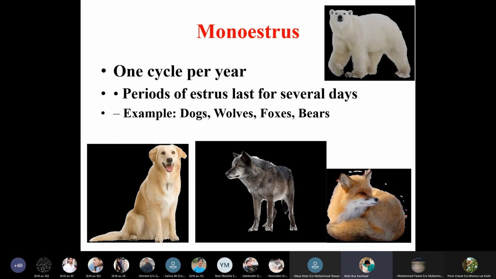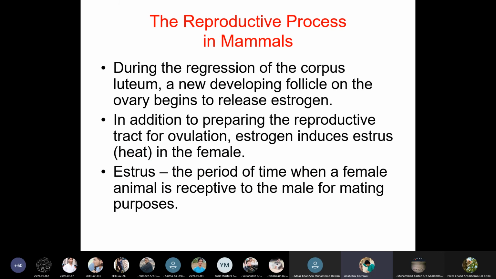So the monoestrous animals like dogs, wolves, foxes and bears show estrus only once in a year for a particular number of days. The period of estrus lasts for several days, but it shows one cycle per year. The dog and the cat might show the estrus cycle twice a year, but mostly the wolves, foxes and bears show the estrus cycle once a year.